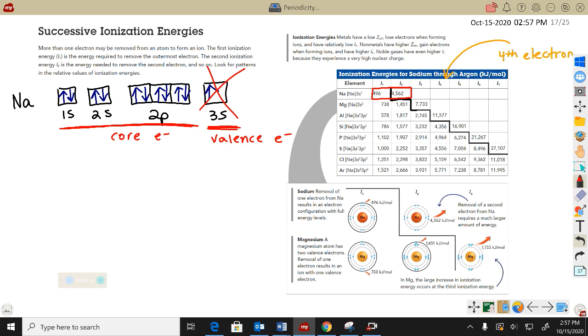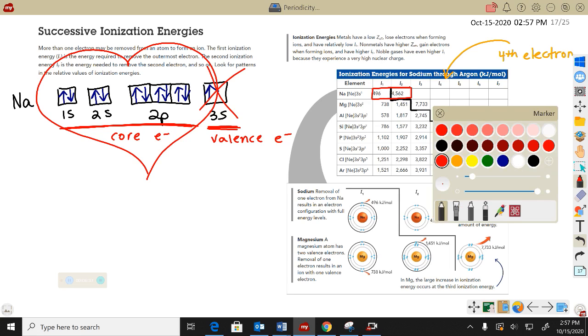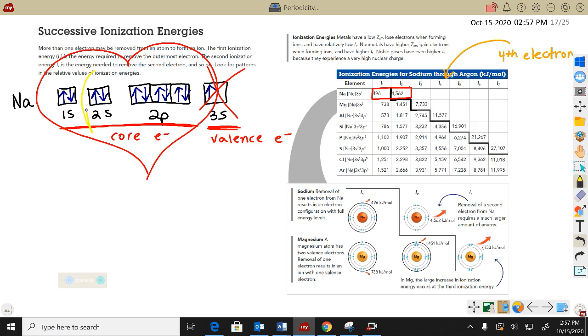Do you kind of see why there's such a big jump? I don't want to lose 2 electrons. This is happiness right here. This is what we want. We want full orbitals and an outer energy level that's full. The second energy level is full. That would be like this here is my second energy level. And now it's full with 8 valence electrons. This is happiness. This is stability.